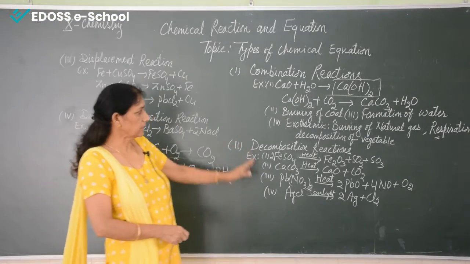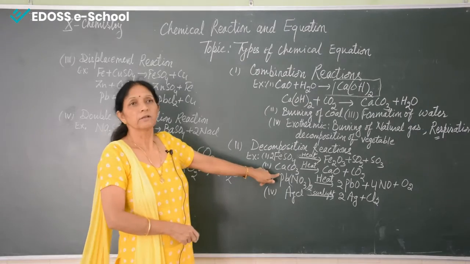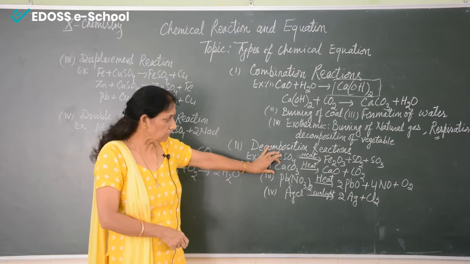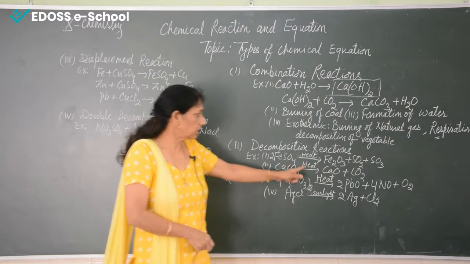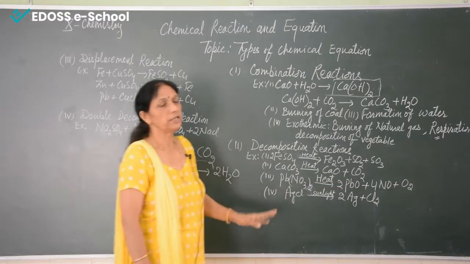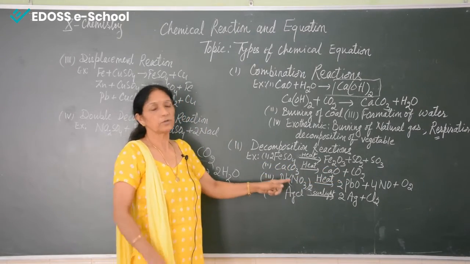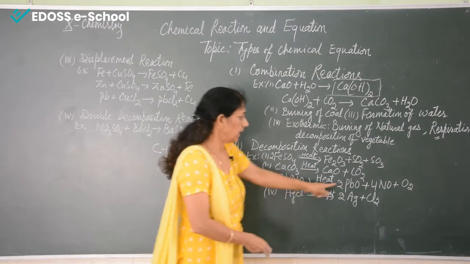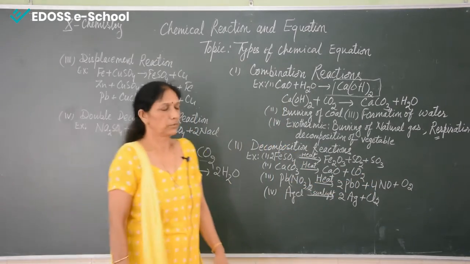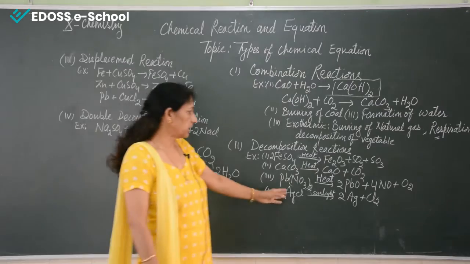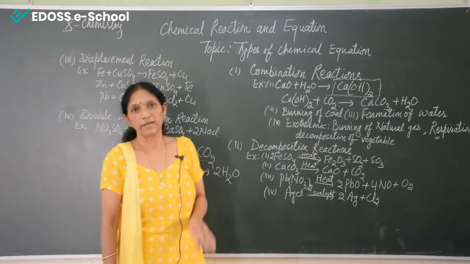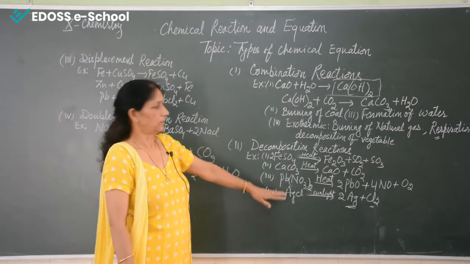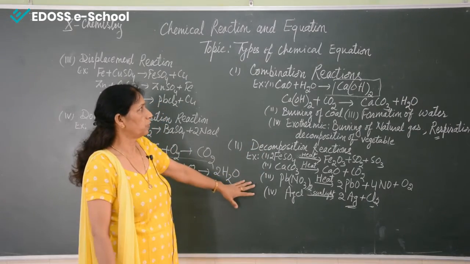Now the second example of decomposition reaction is calcium carbonate. When calcium carbonate is heated, this single reactant decomposes into calcium oxide and carbon dioxide. Similarly lead nitrate, this is also a single reactant, and when we heat it, it decomposes into lead oxide, NO2 and O2. And similarly silver chloride, when it comes in contact with sunlight, it breaks into silver and chlorine. So these are the examples of decomposition reaction.